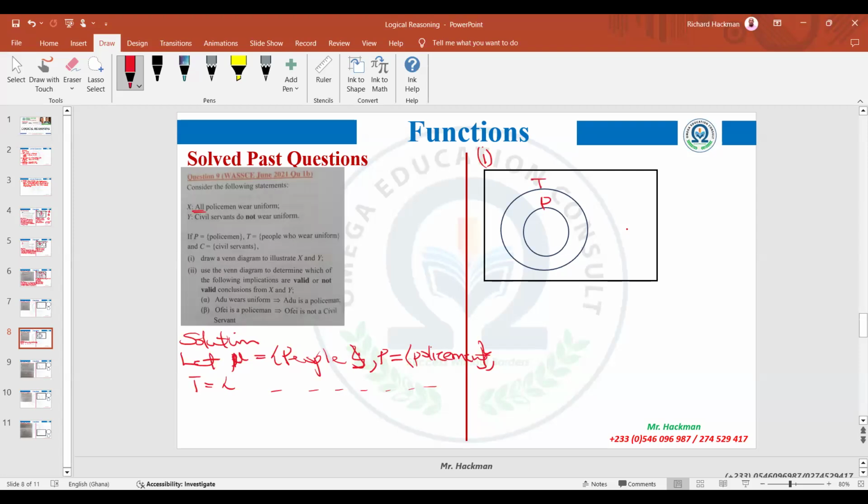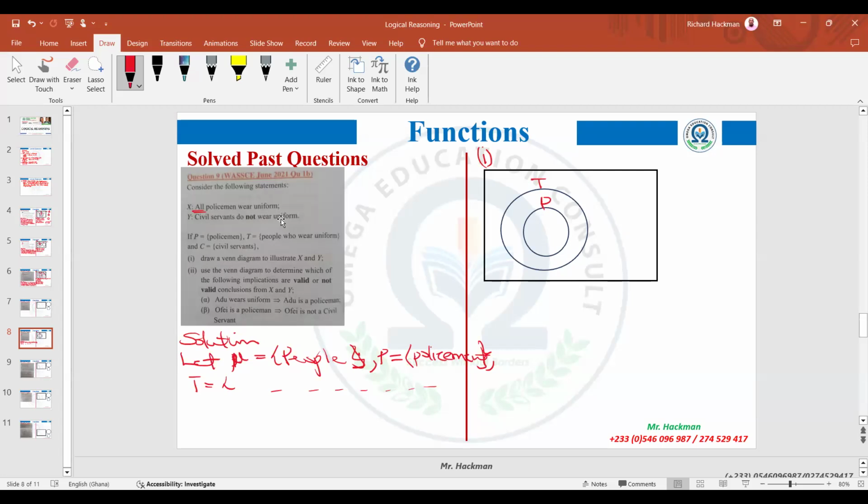Okay, so let's move on to the next statement. Civil servants do not. So we have another set, which is civil servant. And we even know that that is given here. So let's see. Civil servants do not wear uniform. So what does that mean?